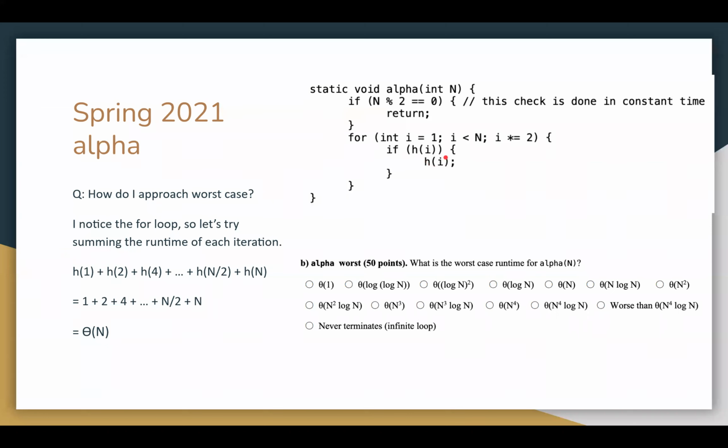Yeah, so h takes linear time, and h takes different values of I, and our I value doubles up every single time. So if we sum up every single iteration of I, that's basically this sum, 1 plus 2 plus 4, and if we sum up the constants that double up every time, that sums up to n. So that should be theta n here.